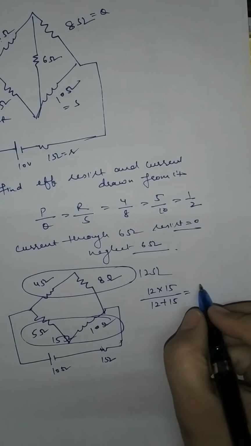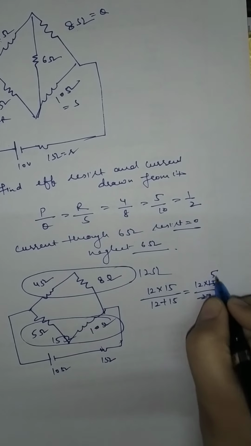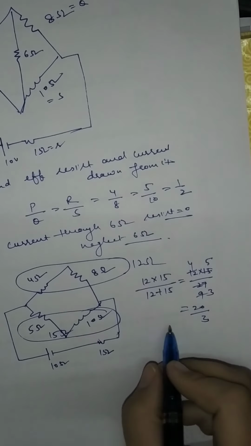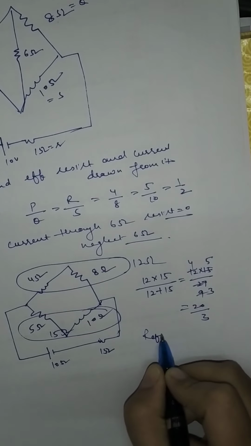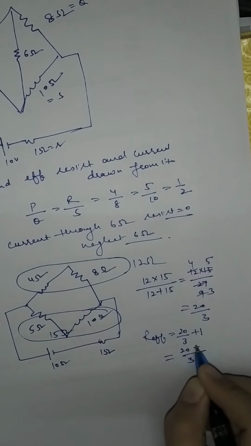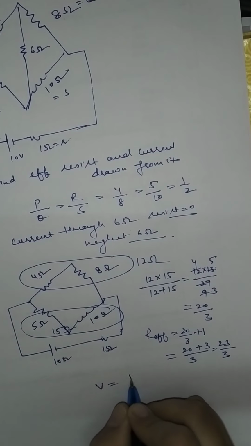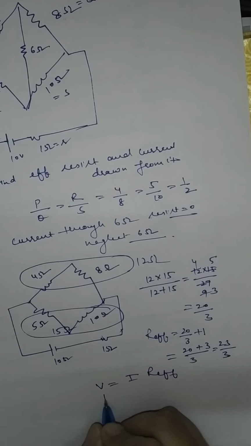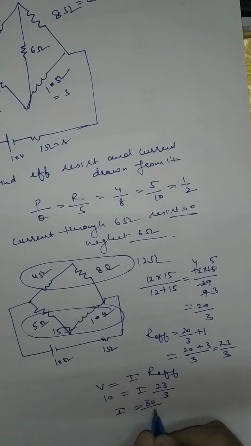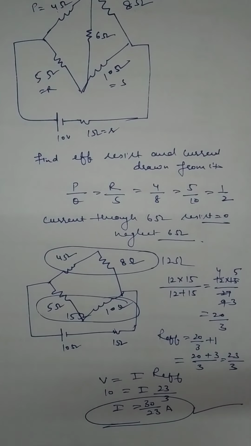तो ये आपके पास आ जाएगा 12 इंटू 15 डिवाइड बाई 27. तो ये कितना आ गया 20/3. अब 20/3 और 1 ओम कैसे हैं, आर इफेक्टिव इज़ 20/3 प्लस 1 सीरीज़ में. तो 20 प्लस 3, दिस इज़ 23/3. तो करंट निकालना है, V इक्वल टू I इंटू आर इफेक्टिव. V इज़ 10, R effective 23/3. तो I कितना आ जाएगा, 30/23 एम्पीयर. राइट स्टूडेंट. So in this way you can solve the question of Wheatstone bridge.